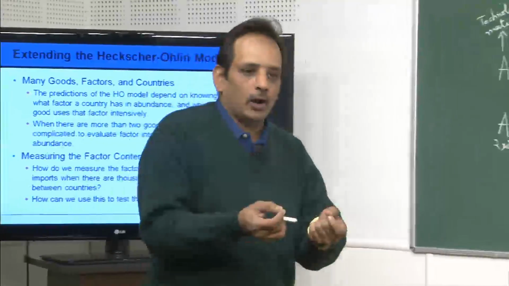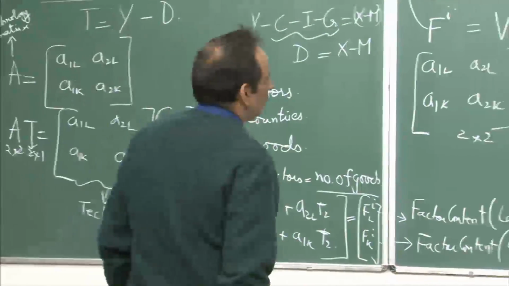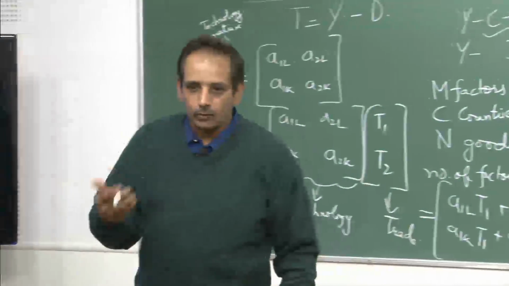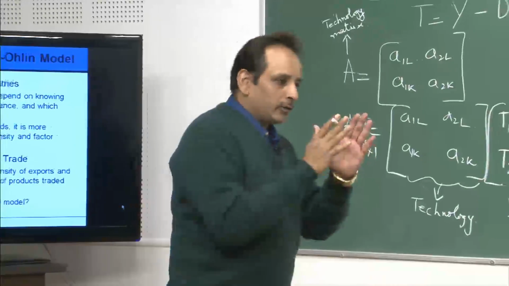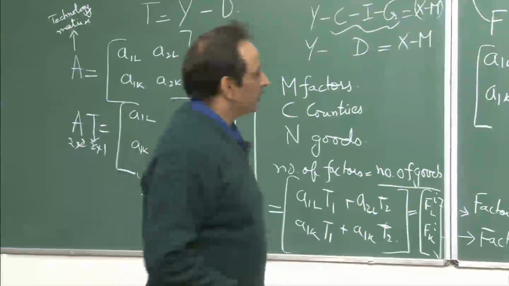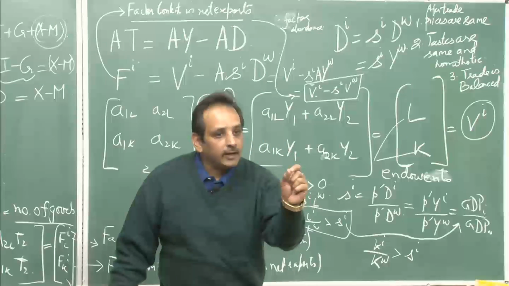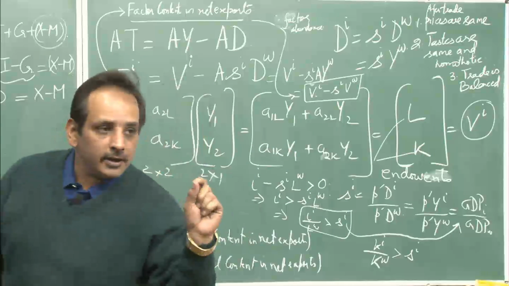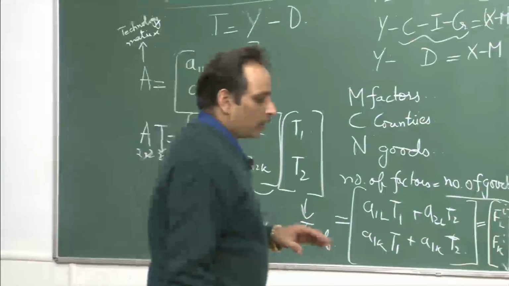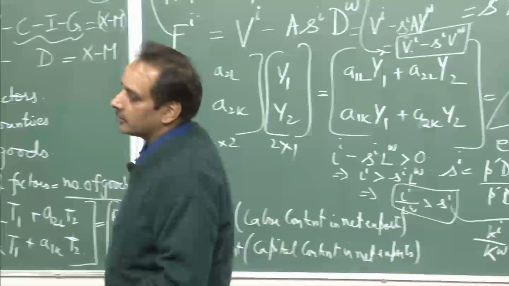Now, to take into account this empirical fact, you need to introduce the HOV model, and in the HOV model you take into account more than two factors, more than two goods, but you assume that the number of factors is equal to the number of goods. And the second modification that you make is that you account for the differences in technology. Here the HOV model deviates from the earlier Heckscher-Ohlin model given by Professor Heckscher and his student Ohlin, by assuming that technologies are different.